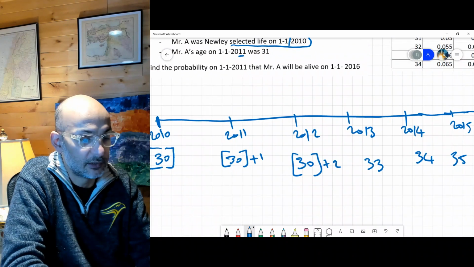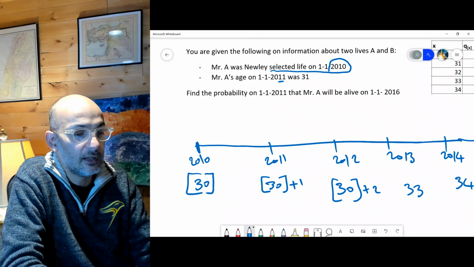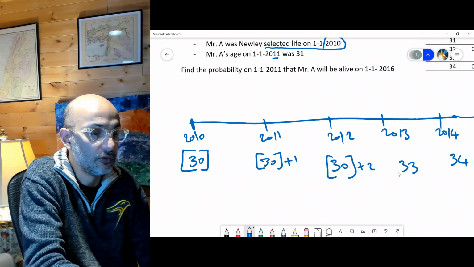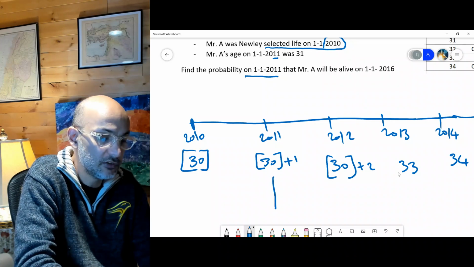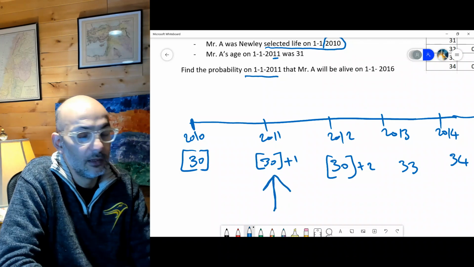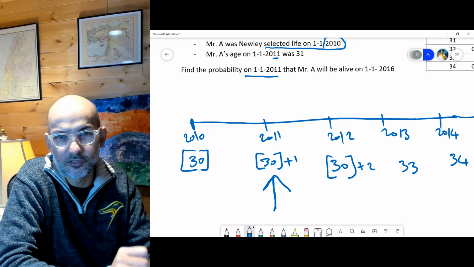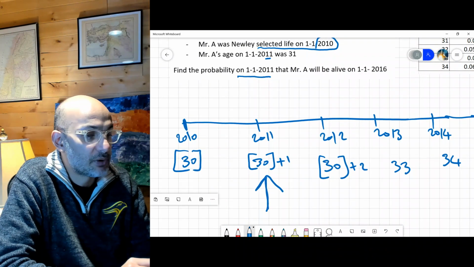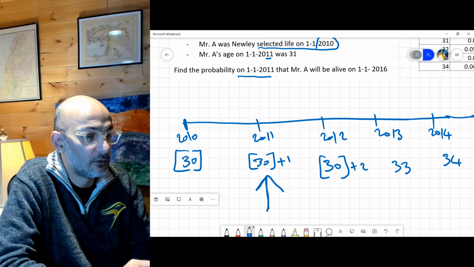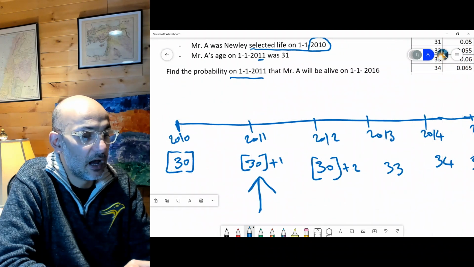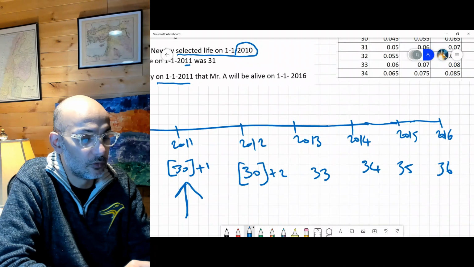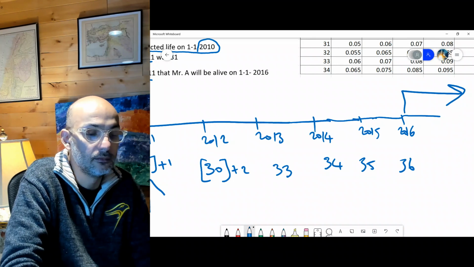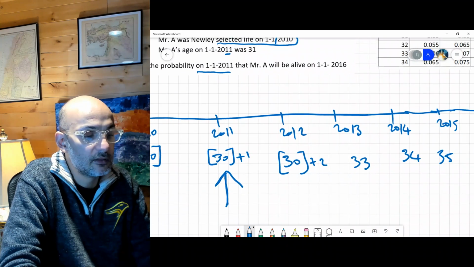Let's see what's the question here. So Mr. A newly selected on 1/1/2010, 31. Now find the probability on 2011. So the year of evaluation is this year. Why? Because this goes to the denominator. Once you know the year of evaluation, it means that this is what goes to the denominator. Find the probability that on 1/1/2011, Mr. A will be alive on 1/1/2016. So be alive, it means that we need the survival.